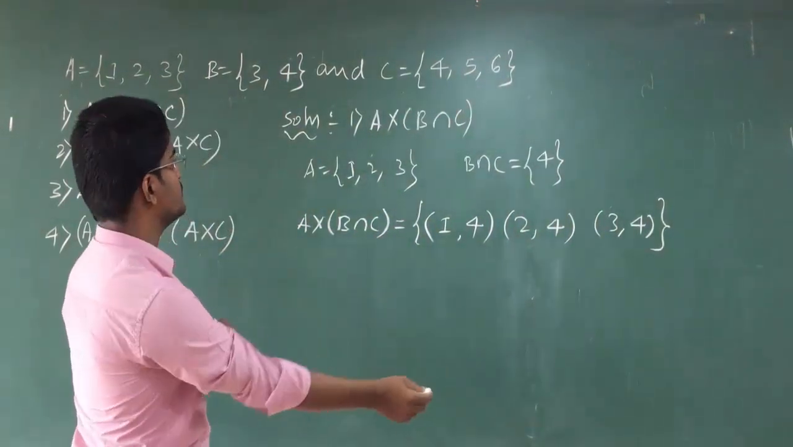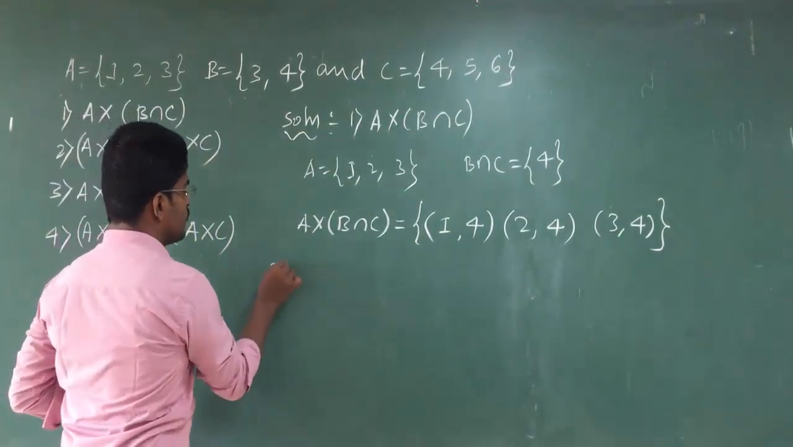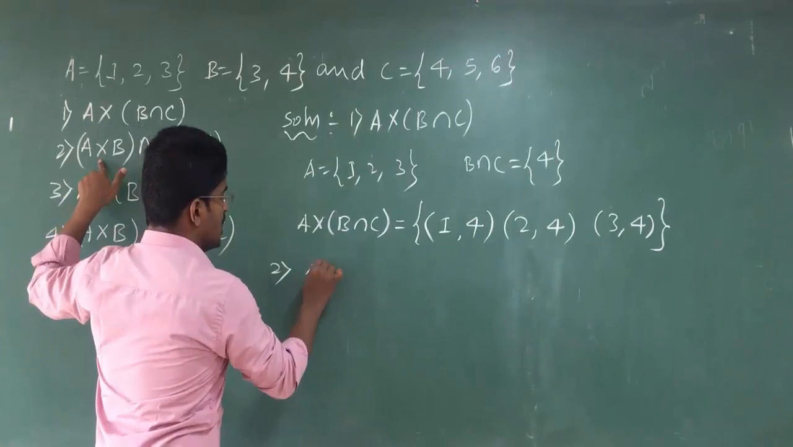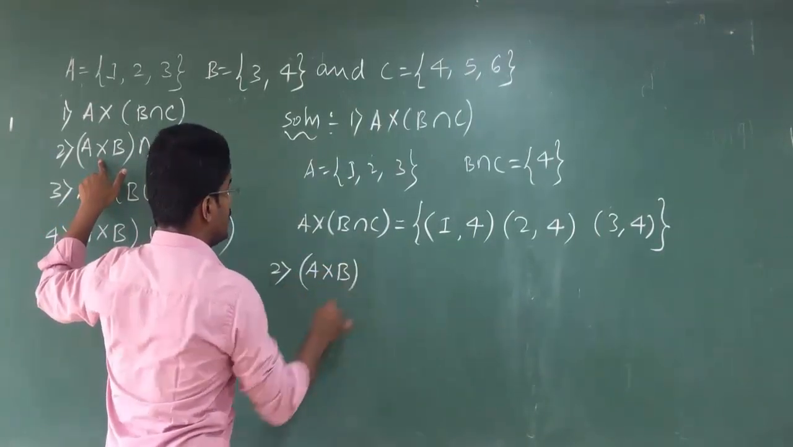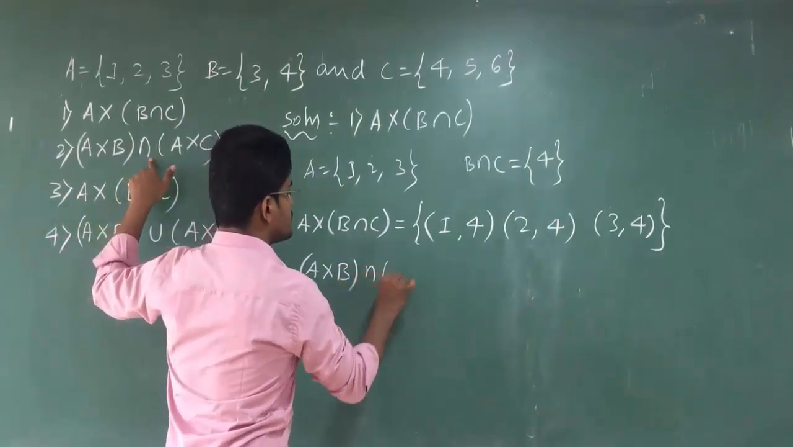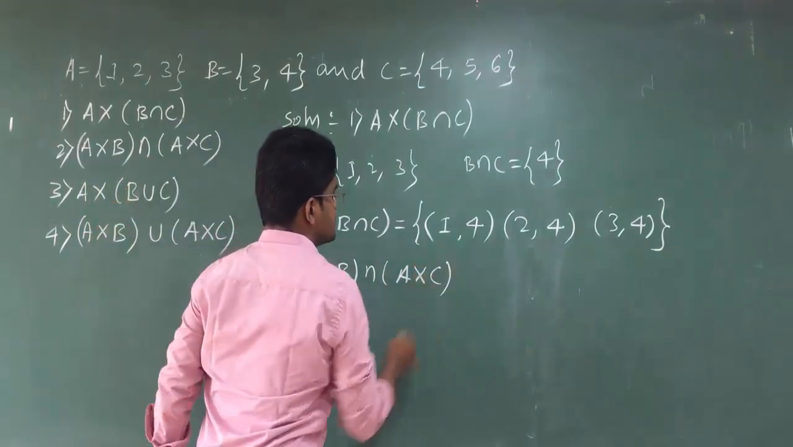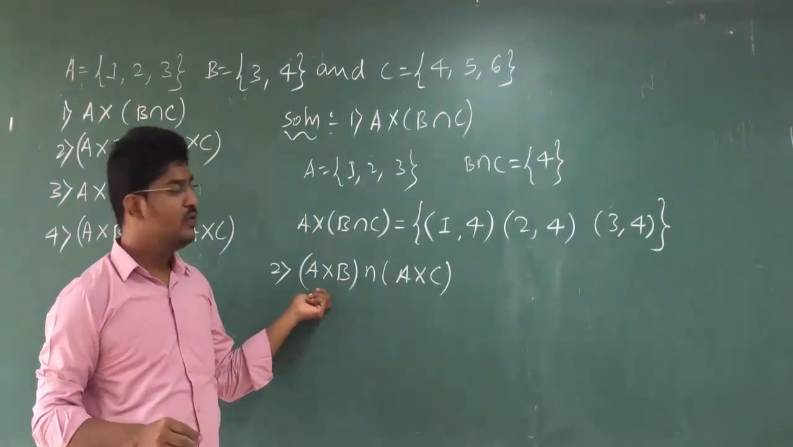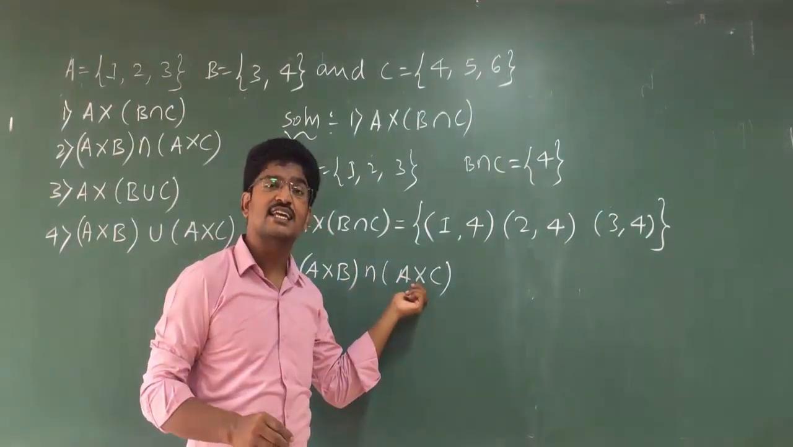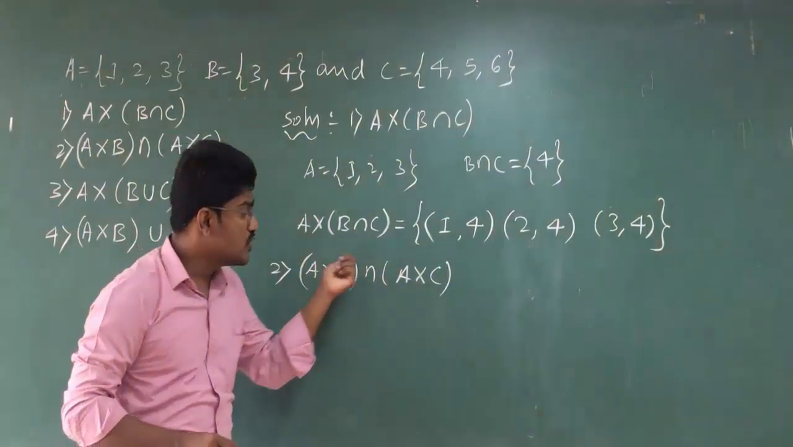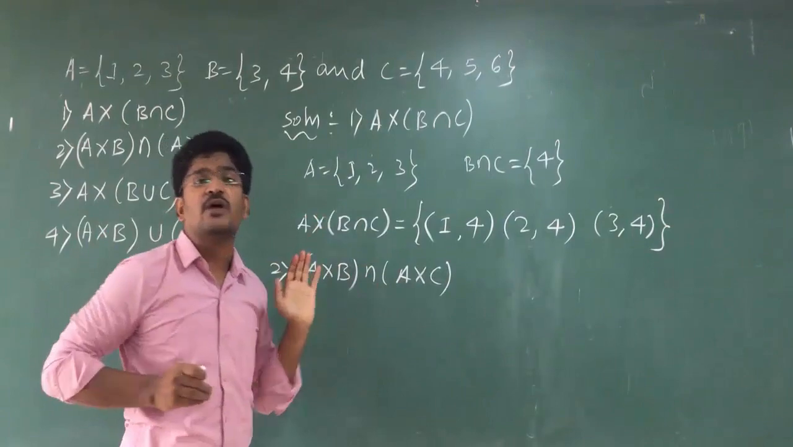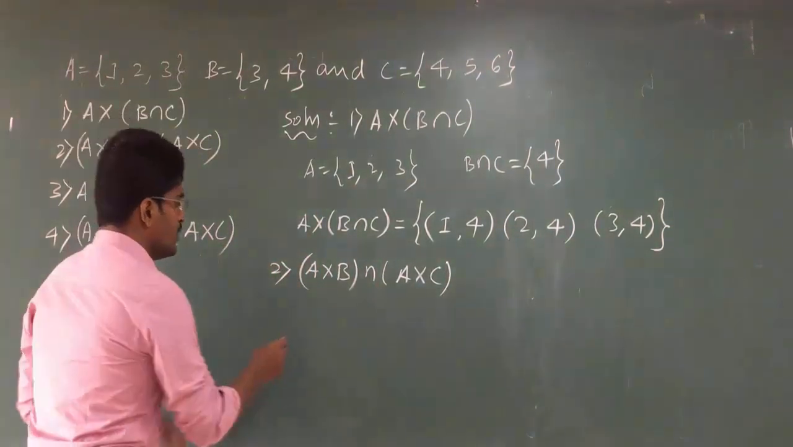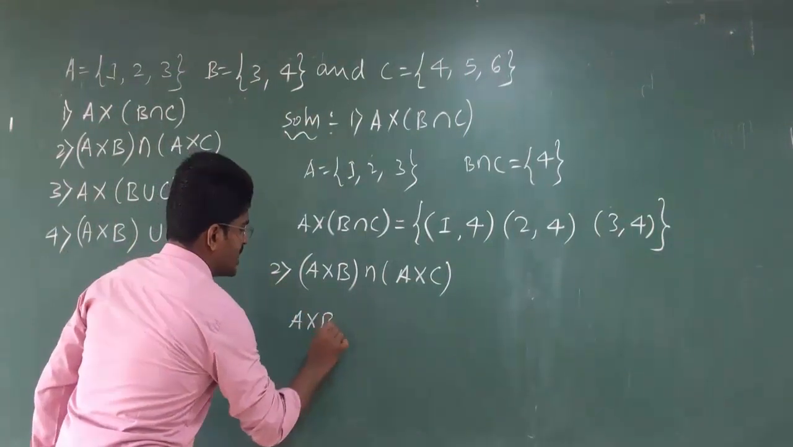Clear? Okay. Now let us go for the second one. What is the second one? A cross B intersection with A cross C. Clear? So ನೀವು A cross B ನ ಕ್ಯಾಲ್ಕುಲೇಟ್ ಮಾಡಬೇಕು, A cross C ನ ಕ್ಯಾಲ್ಕುಲೇಟ್ ಮಾಡಬೇಕು. ಅವೆರಡರಲ್ಲೂ ಇರುವಂತ ಕಾಮನ್ ಎಲಿಮೆಂಟ್ ಅನ್ನ ಫೈನಲ್ ಆಗಿ ಬರೀಬೇಕು. ಅದು ಅವರು ಕೇಳ್ತಿರೋದು. ಕ್ಲಿಯರ್? ಓಕೆ, first let us calculate A cross B.